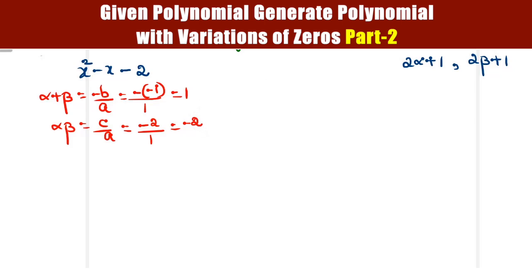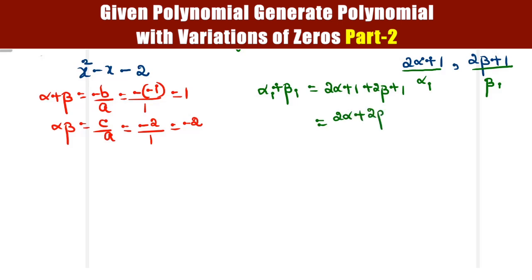Now let's calculate the alpha 1. So I'm going to treat this zero as alpha 1 and this zero as beta 1. So let's calculate the sum of alpha 1 and beta 1, which is going to be 2 alpha plus 1 plus 2 beta plus 1. So this is 2 alpha plus 2 beta plus 2. I'm going to take the 2 outside. So this is 2 into alpha plus beta plus 1. Now substitute the value of alpha plus beta as 1. You already have a 1 here. So it is 2 into 2, which is 4.